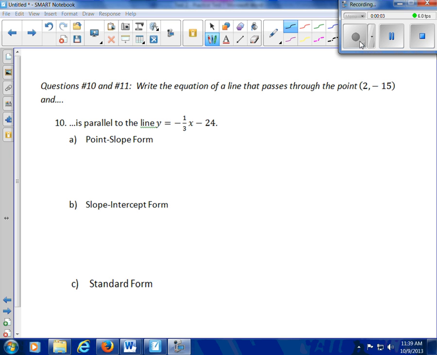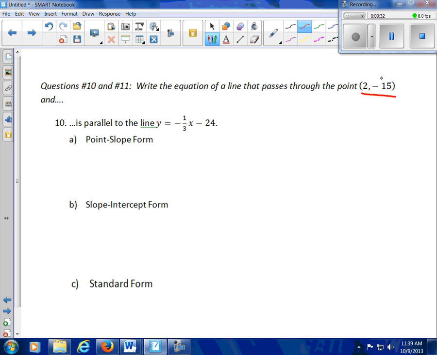Alright, for questions 10 and 11, we need to write equations that pass through this point. It's asking for equations that pass through this point that we know are going to be parallel or perpendicular to another line. So for number 10, we're going to write the equation of a line that passes through the point 2, negative 15, and is parallel to the line y equals negative 1/3 x minus 24.